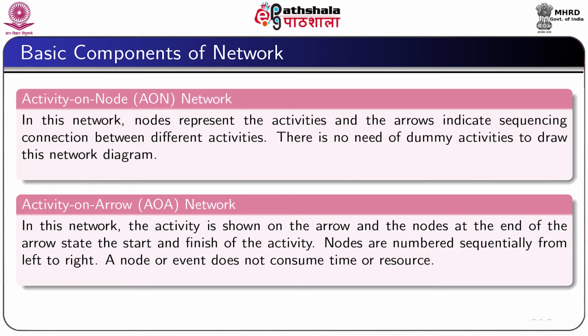Activity on arrow or AOA network. In an AOA network, the activity is represented by arrows, and nodes at the end of arrow state the start and finish of the activity. A convention used in AOA network is to number the nodes sequentially from left to right. A node or event does not consume time or resource. Usually, in the network diagram, we use AOA network.